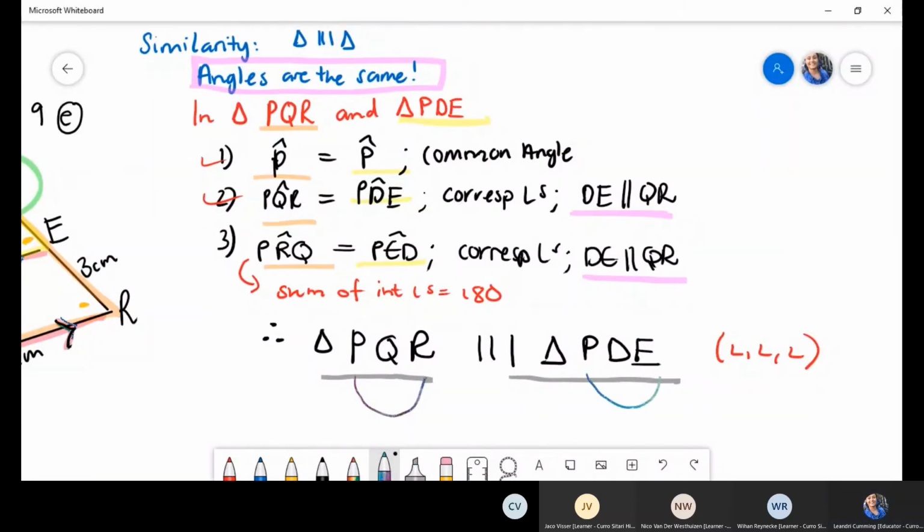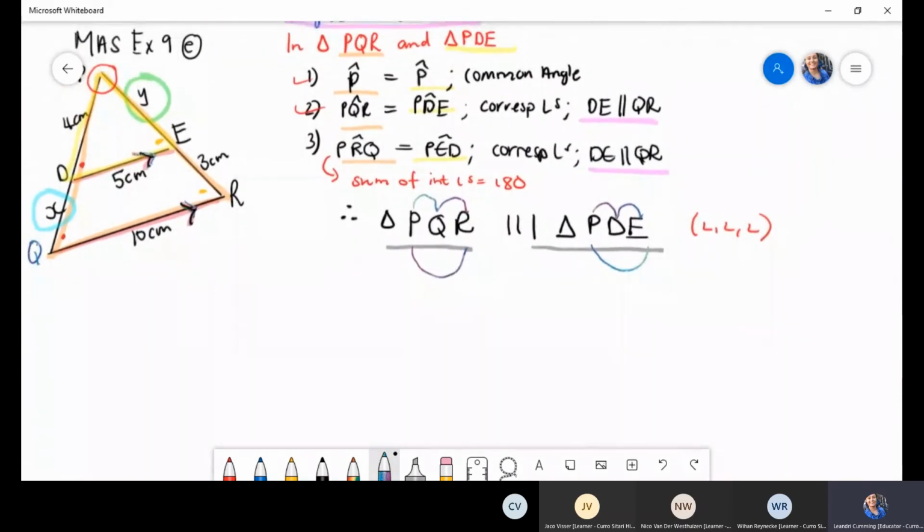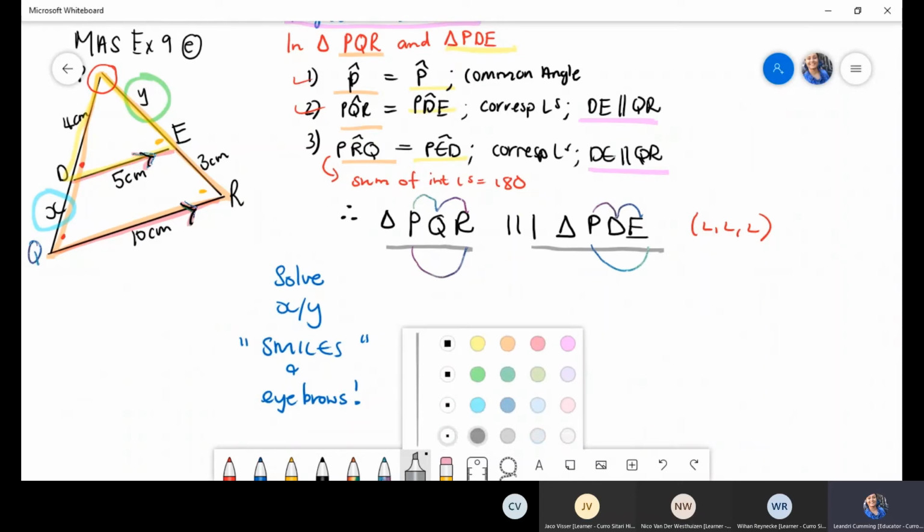Therefore, we're going to use our little rhyme, smiles and eyebrows. There we go. I promise you, if you're going to remember smiles and eyebrows, it's going to help you set up your proportionality so that you can solve. So that's your little link. As soon as you see you have to solve a side, you think to yourself, smiles and eyebrows. It's like the best little link ever. Great. I'm going to highlight them quickly.